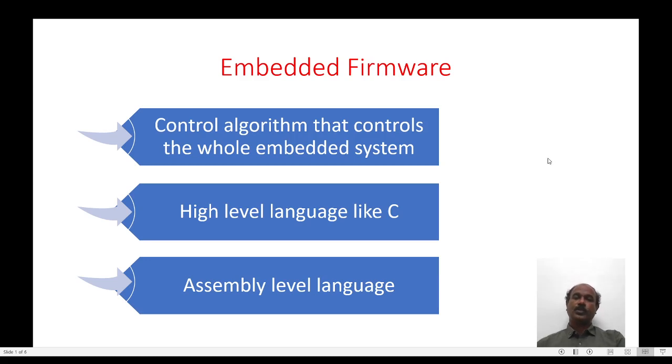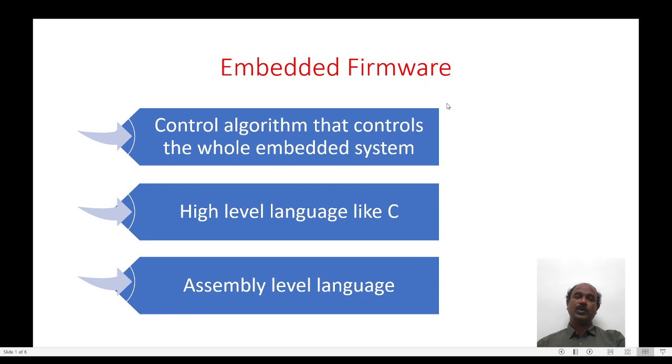Good morning, students. So in the previous classes we have seen the different types of blocks that are there in an embedded system. We have seen what are the different types of processors that can be used in an embedded system, different types of memories and different types of communication interfaces in an embedded system. So today let us study about the embedded firmware.